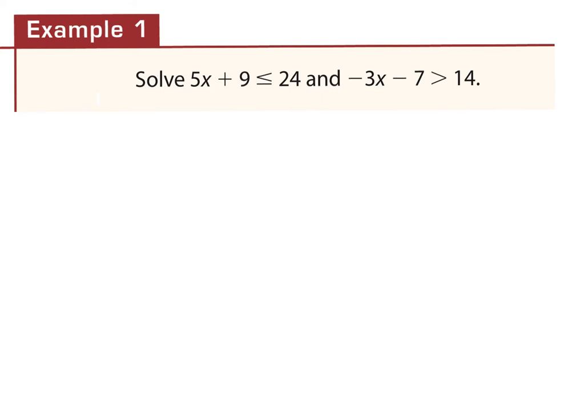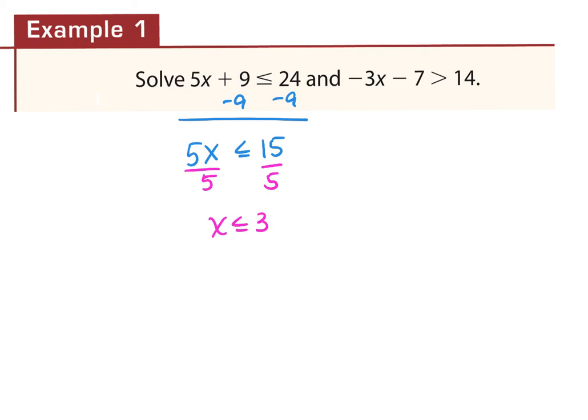All right? So we're going to do this exactly the same way. We're going to subtract our 9. We're going to get 5x is less than or equal to 15. We're going to divide by that 5, and we get x is less than or equal to 3. We're done with the left-hand side. We're going to move on to the right.